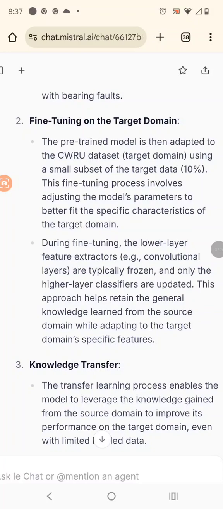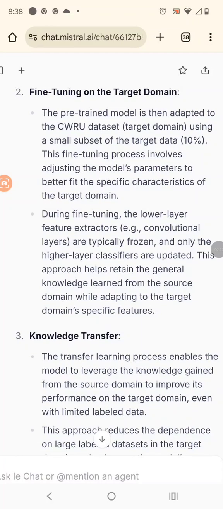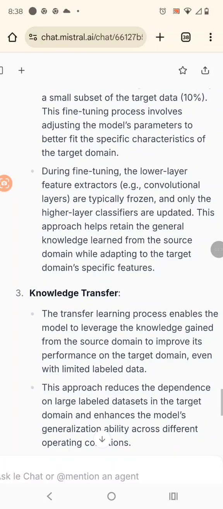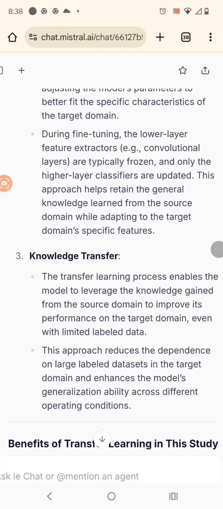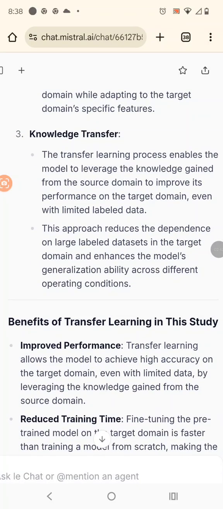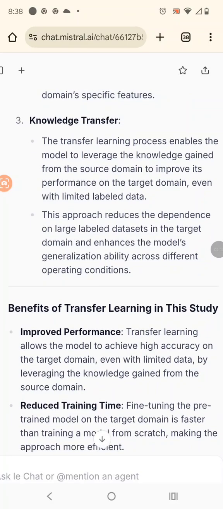In fine-tuning, the lower layer feature extractors are typically frozen, the convolutional layers for example, and only the higher layer classifiers are updated. So this approach helps retain the general knowledge learned from the source domain while adapting to the target domain's specific features. Then we have knowledge transfer. The process enables the model to leverage the knowledge gained from the source to improve its performance on the target domain. This approach reduces the dependence on large labeled datasets in the target domain.